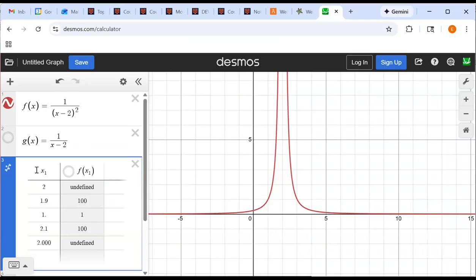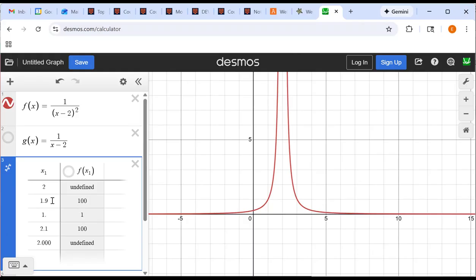And in Desmos, if you type the word table, it'll actually produce a table of values that you can play with here. So I want to talk about when I plug in 2 into this function, 1 over x minus 2 squared, I get 2 minus 2 is 0, 0 squared is 0. So I have 1 over 0. So at 2 itself, I'm getting undefined. But when I look at the graph around 2, I can see that it's shooting up towards infinity. It's just going to keep growing and growing and growing.